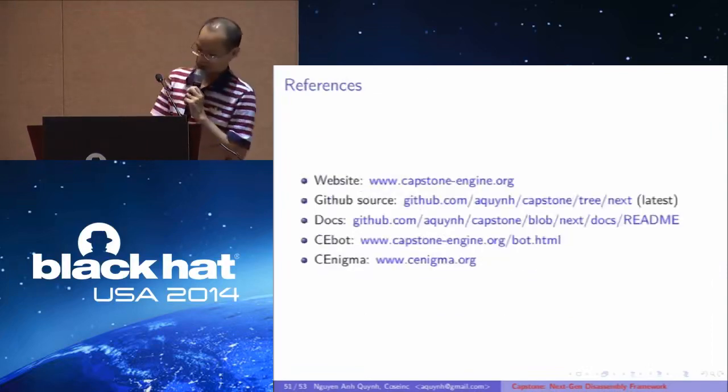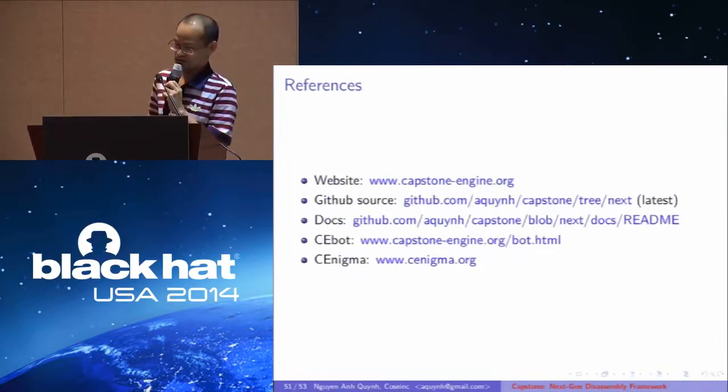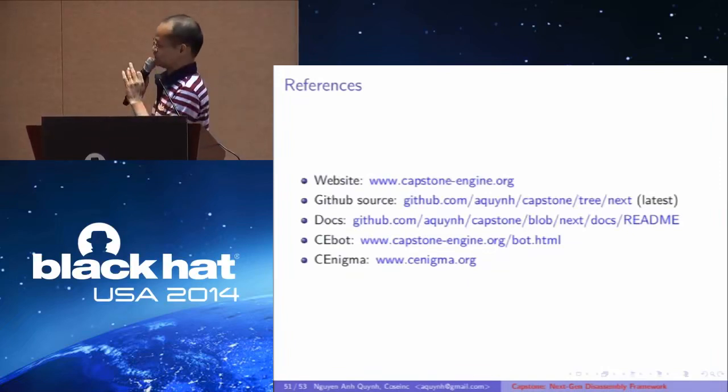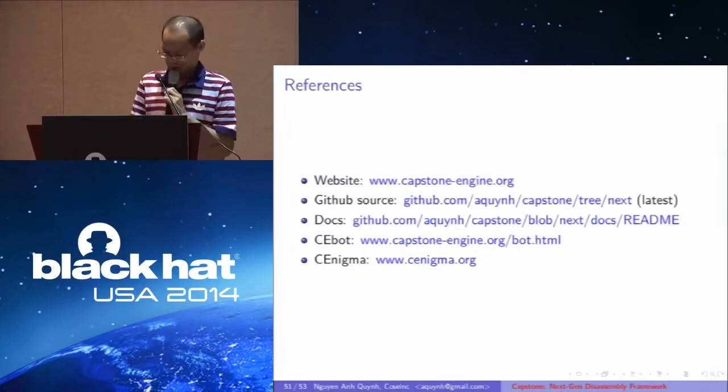So here are the links, the website. You can get the source code from GitHub with a lot of documentation. You can find the information on the Cheater Bot. And if you need that, it's on my website. It's already out, open, free.